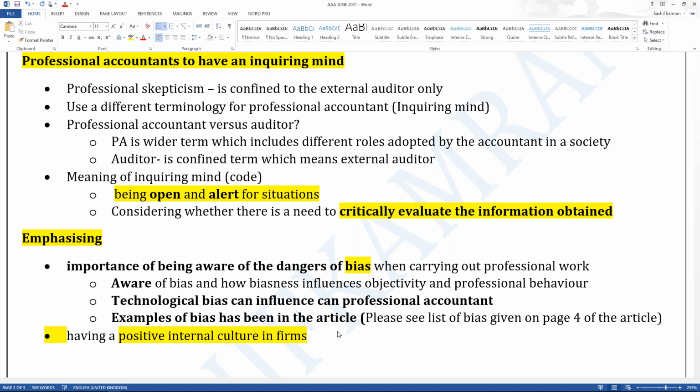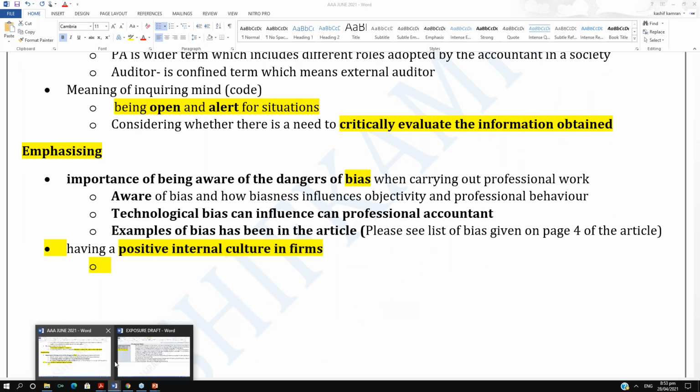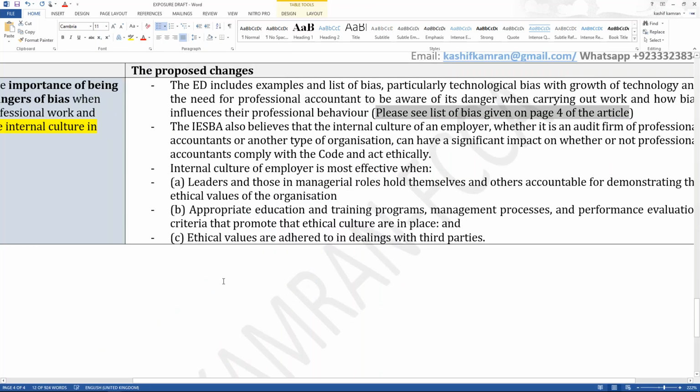And the last thing, having a positive internal culture in firms, organizations. Let's see what a positive internal culture in firms is and what firm means here. Which firms are we talking about? And what is the positive internal culture in a firm? Let's go back to the summary. Let's see what the summary tells us about it.